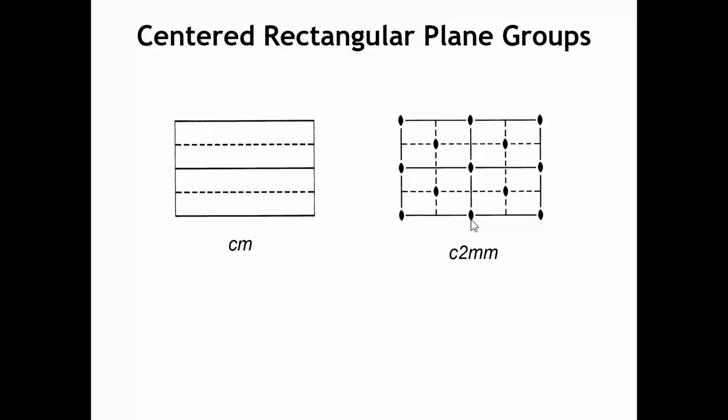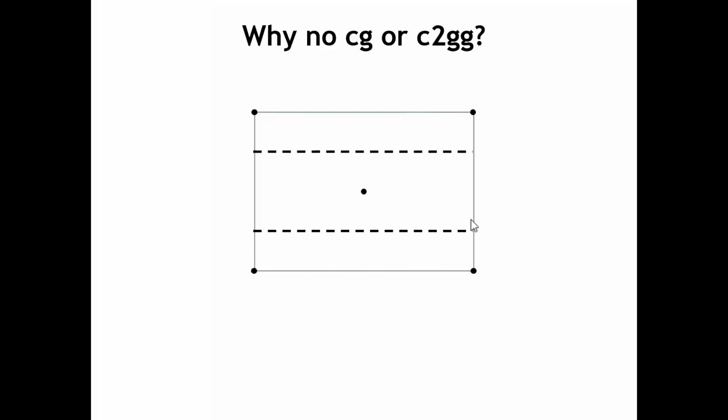Now you might be wondering though, well, why do the mirror and the glide go together? And to understand why that is, let's take a look at this hypothetical plane group where we have centered rectangular lattice points at the corners and at the center, and then we have just glide planes running in the X direction. I've placed the glides between the lattice points because that's the placement we would have that would take this lattice point and move it to this lattice point.